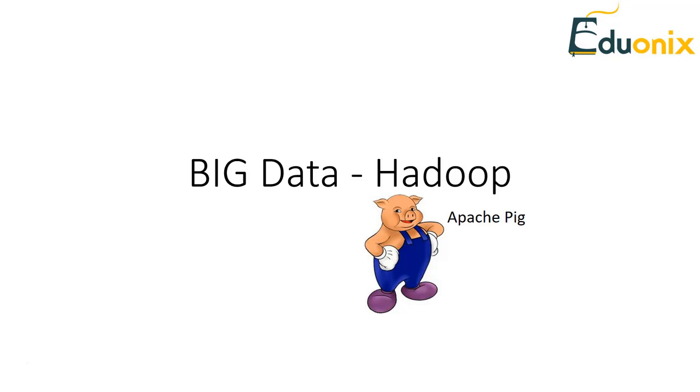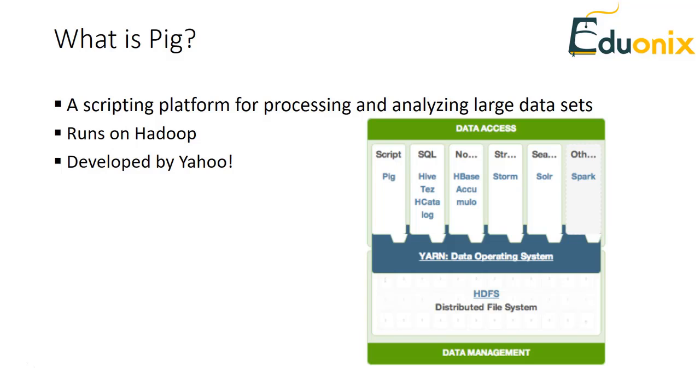In this course, you are going to learn Apache Pig. What is Apache Pig? As per the definition from Apache, Apache Pig is a platform for analyzing large datasets that consists of a high-level language for expressing data analysis programs coupled with infrastructure for evaluating these programs. The salient property of Pig programs is that their structure is amenable to substantial parallelization, which in turn enables them to handle very large datasets.